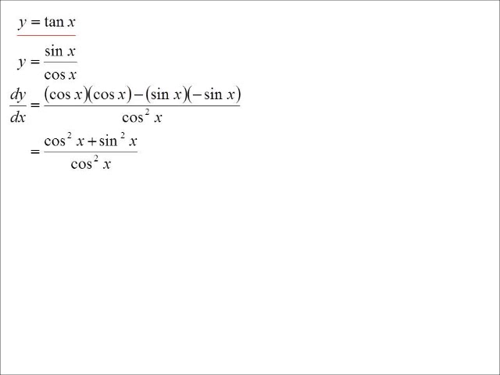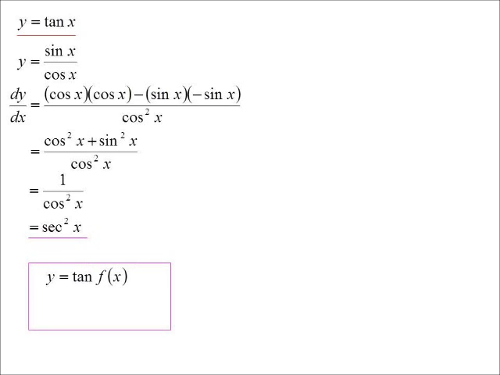Look what happens, we get something very lovely. On the top, we have cos squared plus sine squared, which is 1. And then on the bottom, we just have cos squared x. 1 on cos squared, well, the reciprocal of cos is sec squared. And there's our answer. So differentiate tan, it goes to sec squared. Generalize that one. If we have tan of function x, differentiate the angle, put it out the front, the tan changes to sec squared, the function x.